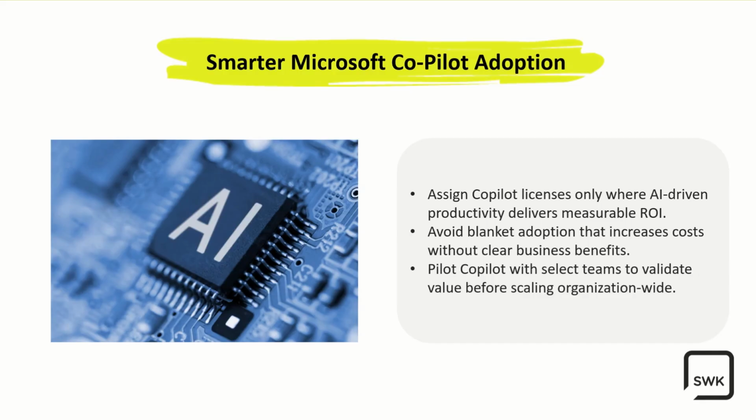And lastly, pilot Copilot with select teams to validate value before scaling organization-wide. Launching Copilot in a small pilot or focus group allows you to track real-world benefits before committing larger budgets, right? These teams can provide feedback on productivity gains, efficiency improvements, and overall usability. With that data, you can make informed decisions on whether or not an AI tool such as Copilot is worth it for your organization, right? And if it is, how best to expand adoption across the business.